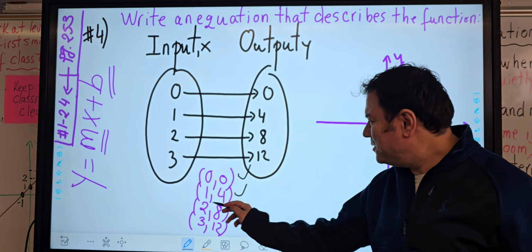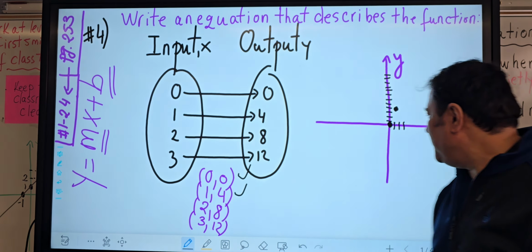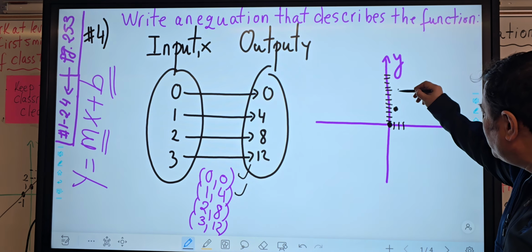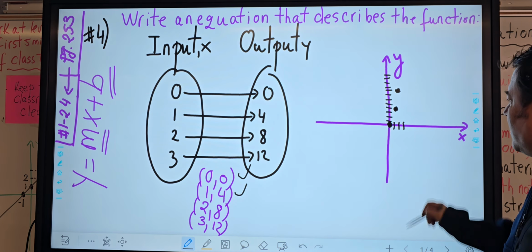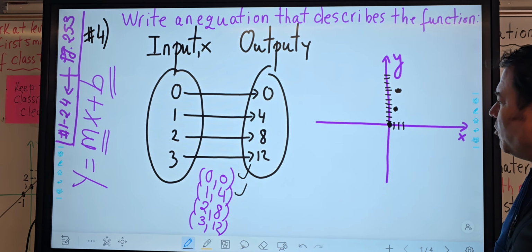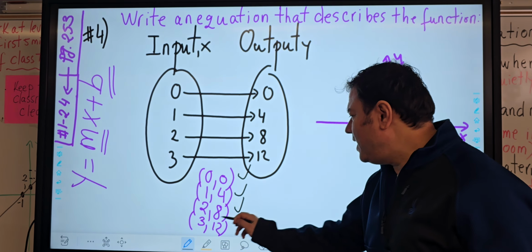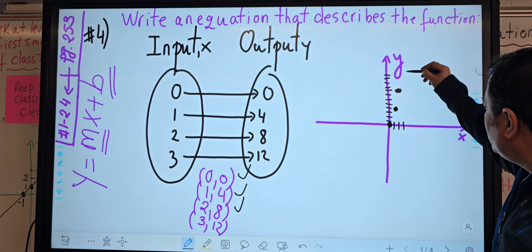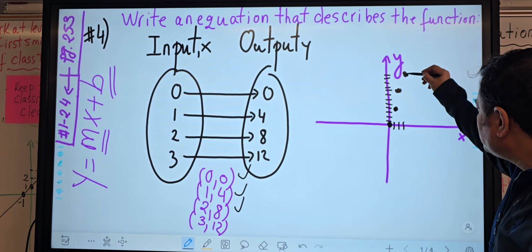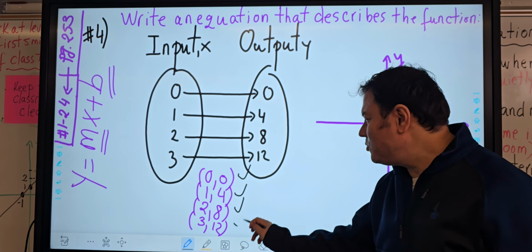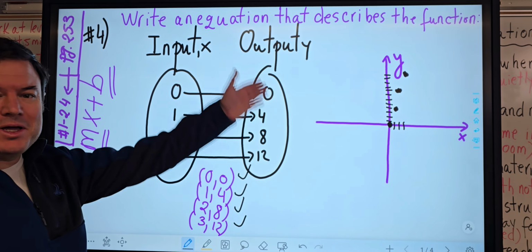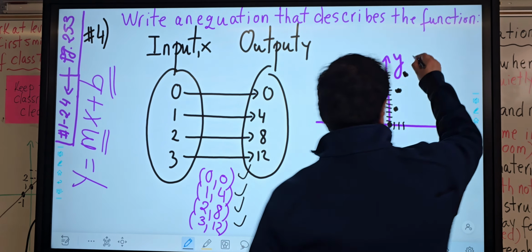Let's continue. X is 2, y is 8. X is 2, y is 4, 5, 6, 7, 8, right there. And probably to the right will be more. And finally, x is 3, y is 12, x is 3, and then y is 12 right there. And once we have all the ordered pairs graphed, then we connect the dots.